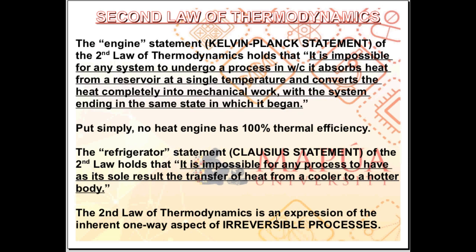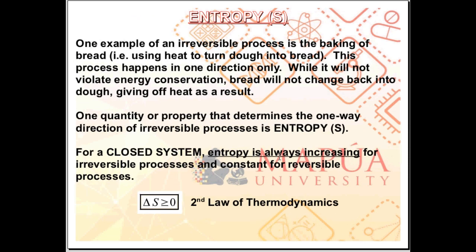The second law of thermodynamics is basically an expression of the inherent one-way aspect of irreversible processes. One example of an irreversible process is the baking of bread. That is to say, you use heat to turn dough into bread. This process happens only in one direction. It's an irreversible process. Bread will not on its own change back into dough and give off heat, although that process does not necessarily violate the energy conservation principle. Bread will not change back into dough, giving off heat as a result, because the baking of bread is an irreversible process. One quantity or property that determines the one-way direction of irreversible processes is entropy S.